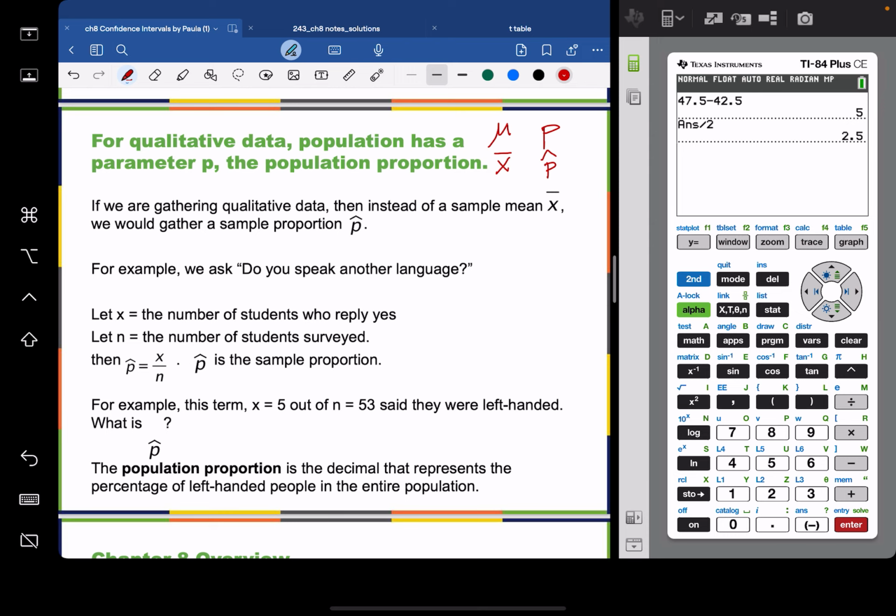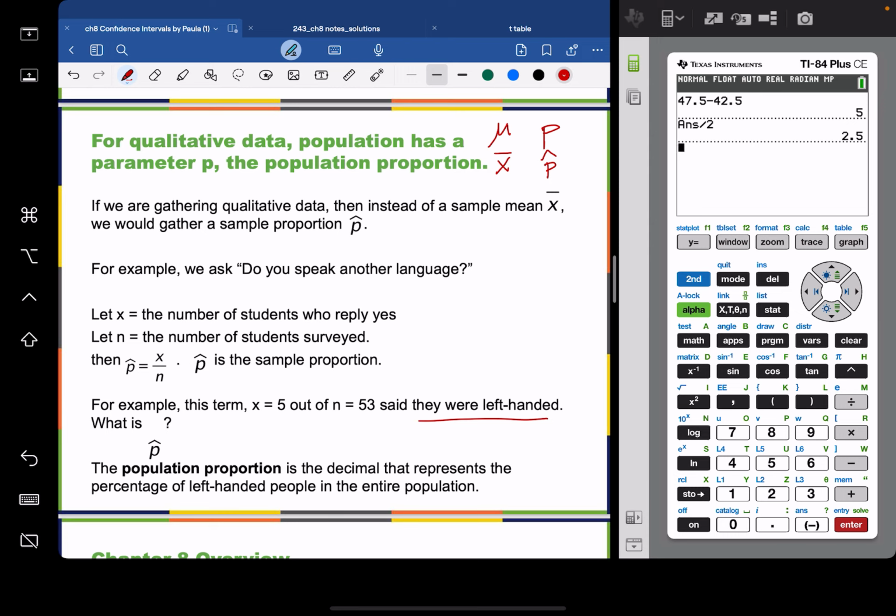So we could ask, do you speak another language? Let x be the number of students who reply yes, and n be the total number of students surveyed. Then P hat could be equal to 5 out of 53, for example. Oh, looks like I changed the question to, are you left-handed? So same principle applies. 5 out of 53 are left-handed.